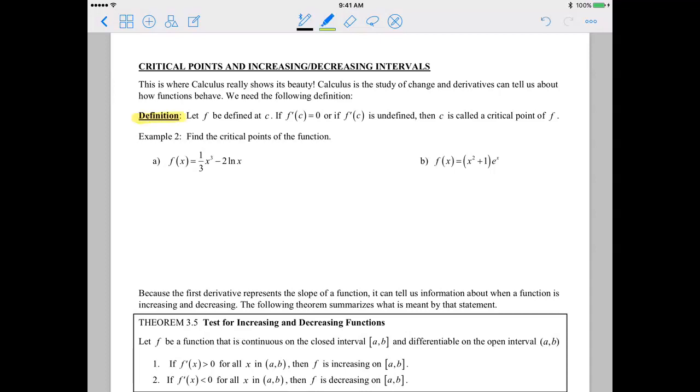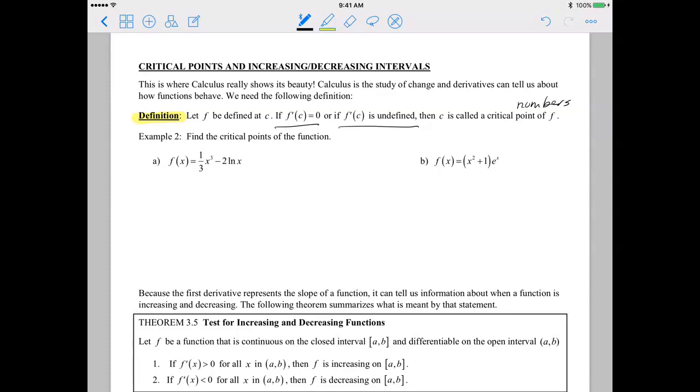Definition: let f be defined at c. If f prime of c is equal to 0, or if f prime of c is undefined, then c is called a critical point of f. And sometimes we also call these critical numbers. Some textbooks will use that terminology as well.